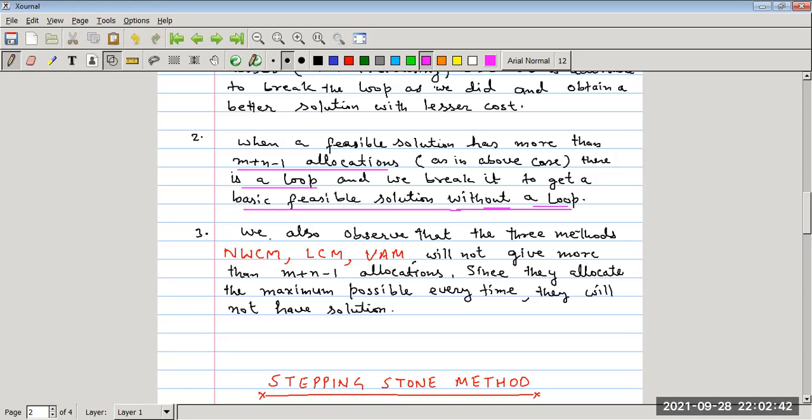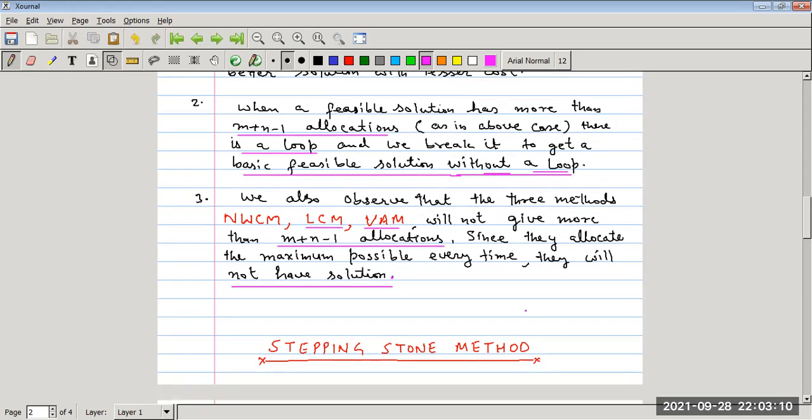Third point is, we also observe that the three methods, northwest corner method, least cost method, and Vogel's approximation method, will not give more than m plus n minus 1 allocations. These three methods do not give us more than m plus n minus 1 allocations. Since they allocate the maximum possible every time, they will not have a loop. Right?